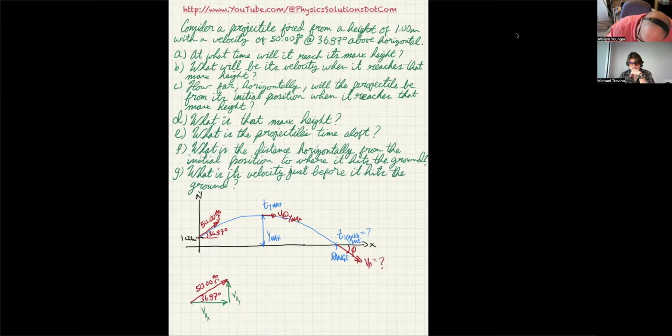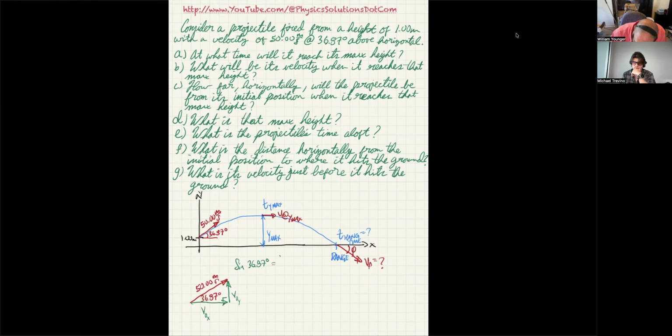So what I'm going to say is the sine of 36.87 degrees is equal to opposite over hypotenuse. And of course, the right angle is right here. So that tells us the hypotenuse is 50. And the side that's not touching the angle is the opposite.